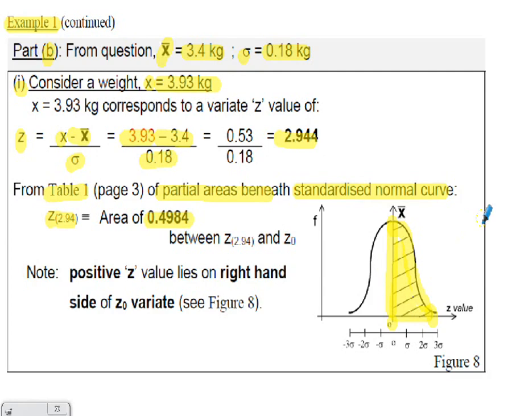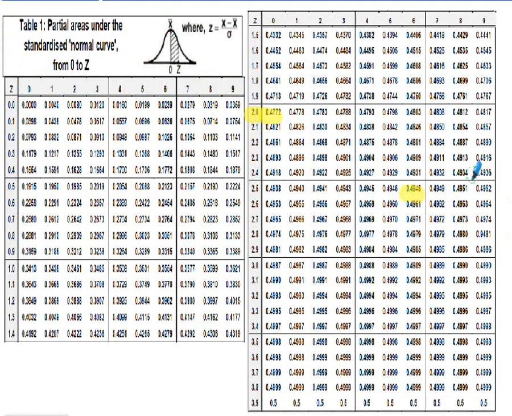If we now refer to our table, we can see where the 0.4984 has been extracted from. So here's our table again. Here's 2.9. There's the 4, so 2.94 would give us the area of 0.4984.